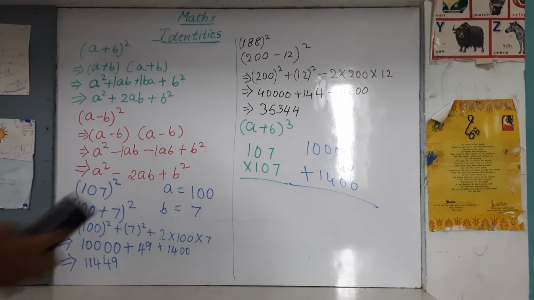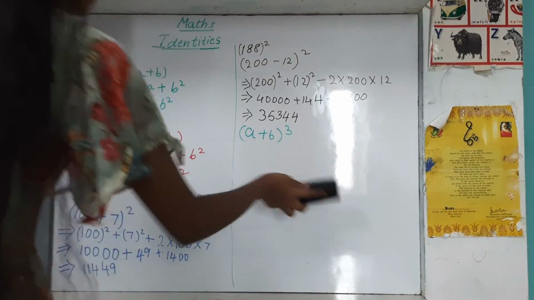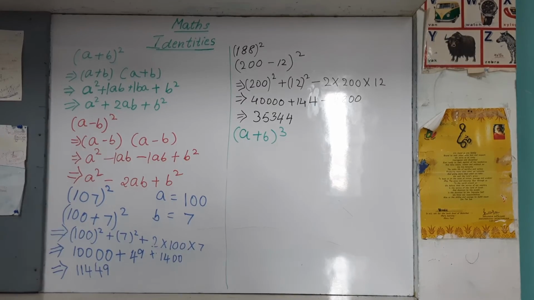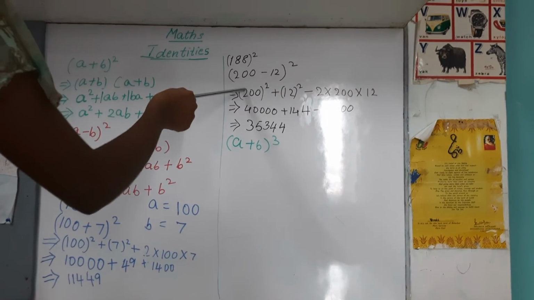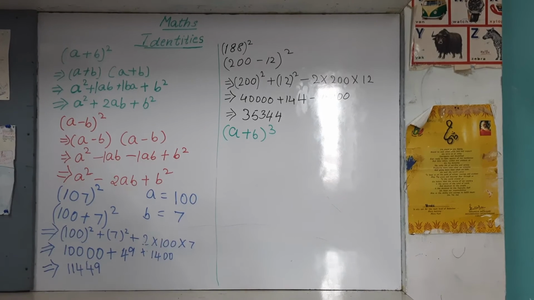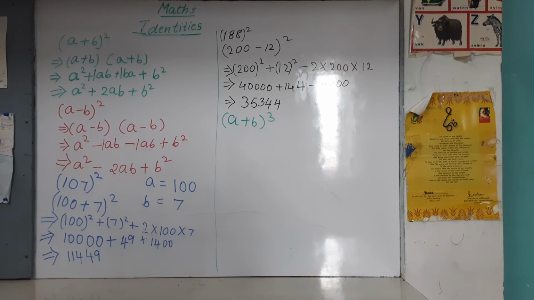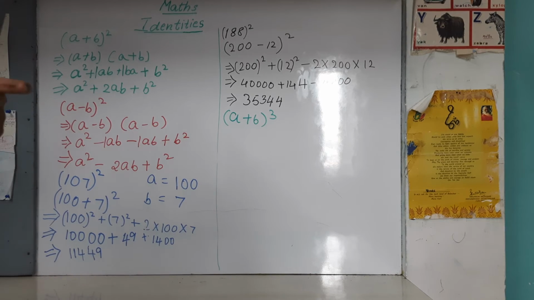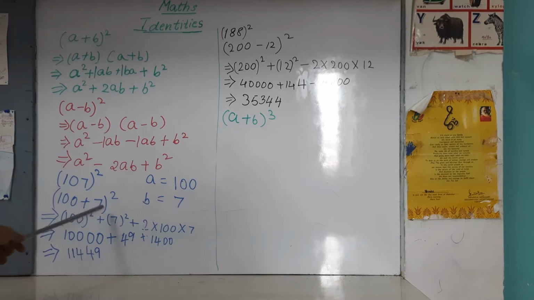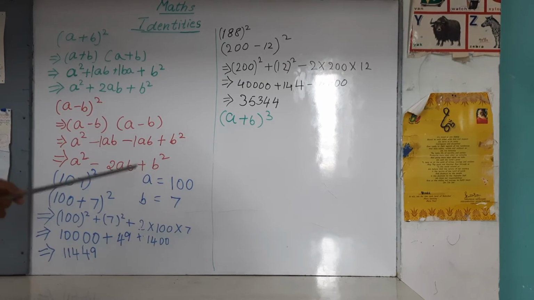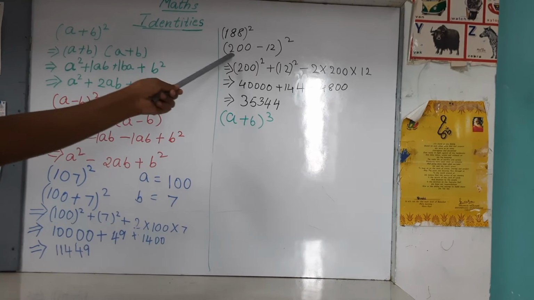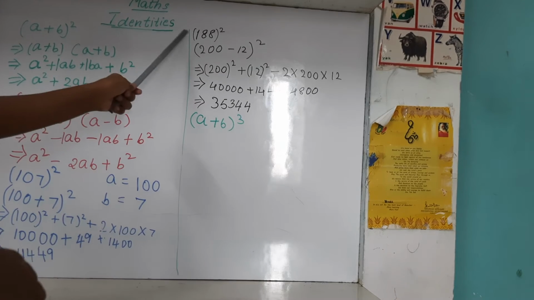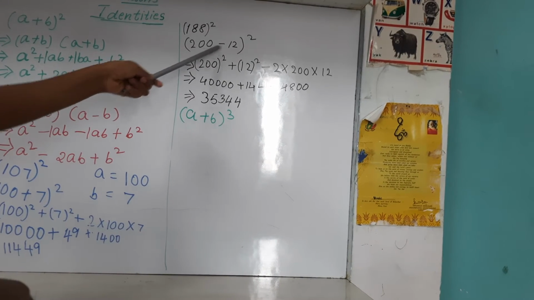(a minus b) whole square I also did. So let us see (a minus b) whole square. I took the number as 188 square. Here you should not take 100 plus 88, because you can't find 88 square so easily. So you have to take a smaller number, whose square I can find easily, like 7. So I took 100 plus 7 earlier. Here you have to take 200 minus 12. So 200 minus 12 is 188. If you find 200 square, it is easy.